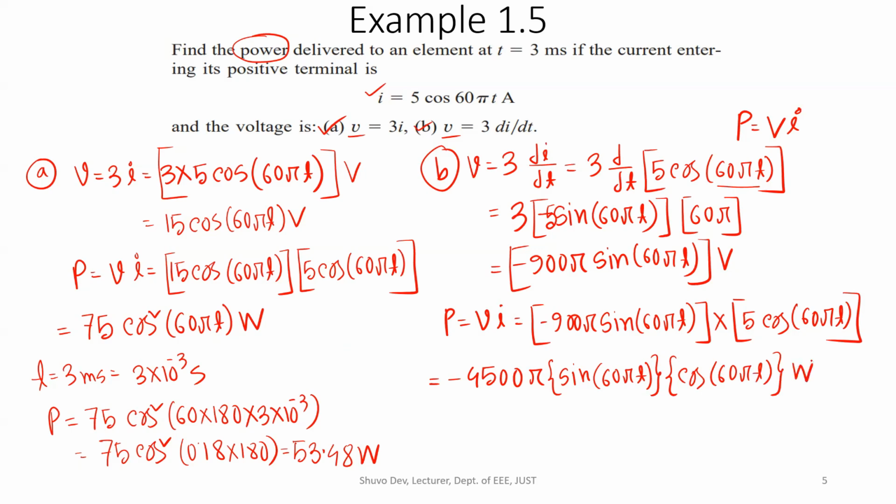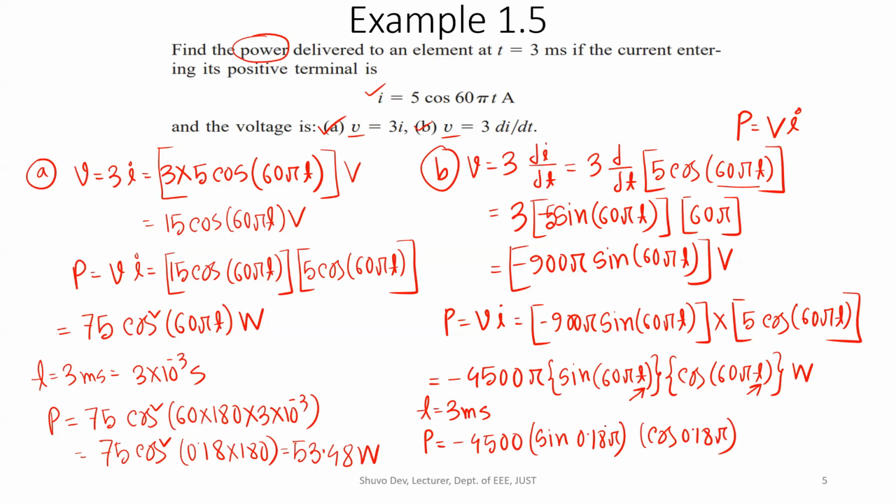So the total unit will be watt, but we have to find this power at t equal to 3 millisecond. So we have to put in the value of time. By putting the value of time, 3 millisecond, here and here, we find minus 4500 pi sine 60 pi t, it will be 0.18 pi. Similarly, it will be cos 0.18 pi.